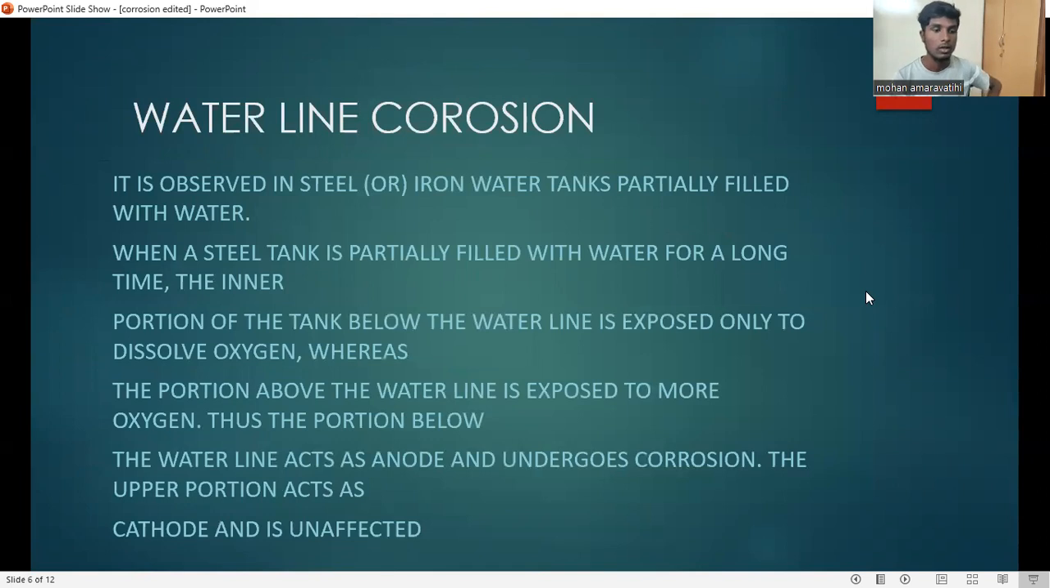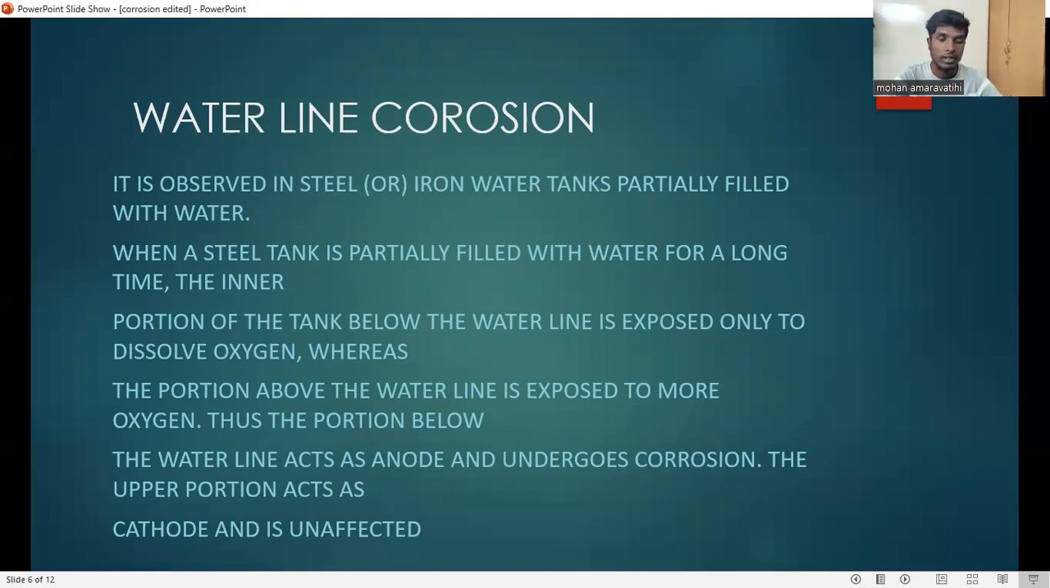Waterline corrosion is observed in steel or iron water tanks partially filled with water. In any water tank or storage, it is partially filled with water. When a steel tank is partially filled with water for a long time, the inner portion of the tank below the water line is exposed to dissolved oxygen, whereas the portion above the water line is exposed to more oxygen. Thus the portion below the water line acts as the anode and undergoes corrosion. The upper portion acts as the cathode and is unaffected.